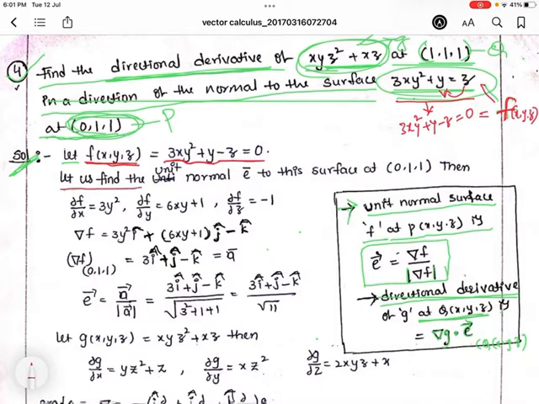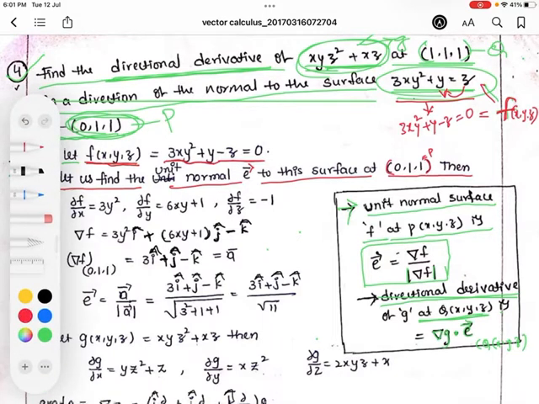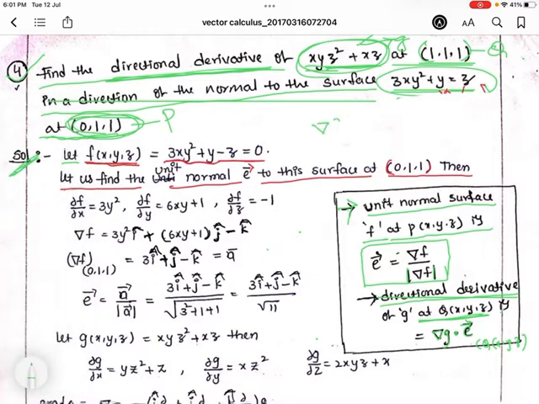Let us find the unit normal vector e to the surface at 0, 1, 1. This is our point P. First we have to find the del f. What is the formula for del f? Del f is equal to i cap dou f by dou x plus j cap dou f by dou y plus k cap dou f by dou z.